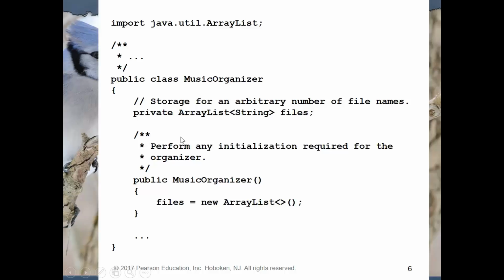Public class MusicOrganizer, more filler, and then here it's creating a new array list. This less than, greater than, notice that's very different. We'll talk a lot more about this as we get through the course. But in this case, they're creating a generic array list. I tend to err towards specific array lists. There's reasons on both sides.